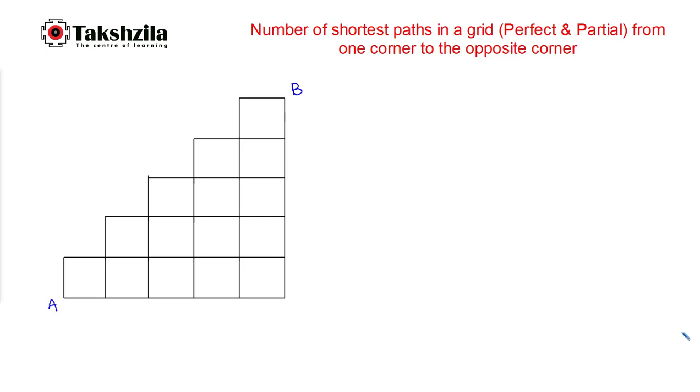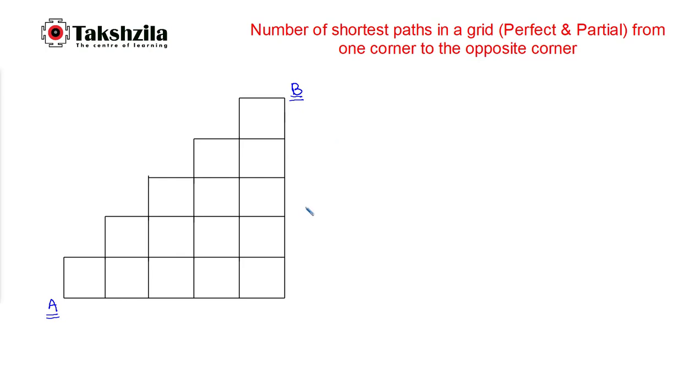Hello everyone. In this video we are going to learn how to find the number of shortest paths in a grid from one corner to the opposite corner. Now the grid can be a perfect grid or it can be a partial grid. The given example is a partial grid. So over here the question is: in how many different ways can we travel from point A to point B along the grid, not along the diagonals, by using shortest paths?